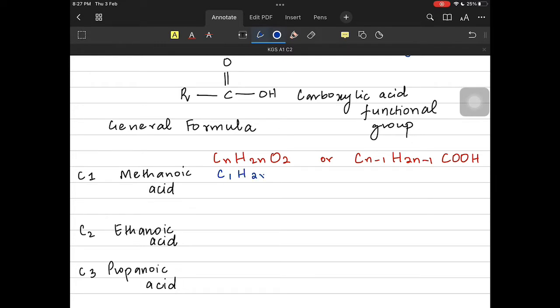For methanoic acid, carbon 1, then hydrogen double times 1, O2. So it's CH2O2. You could use the other general formula and you could say C(1 minus 1), H(2 times 1 minus 1), which is obviously 2 minus 1, COOH. So it becomes no C, there's no C over there, H1 COOH. That's methanoic acid, and they both have the same meaning. You could write both the formulas. That's totally your goal.